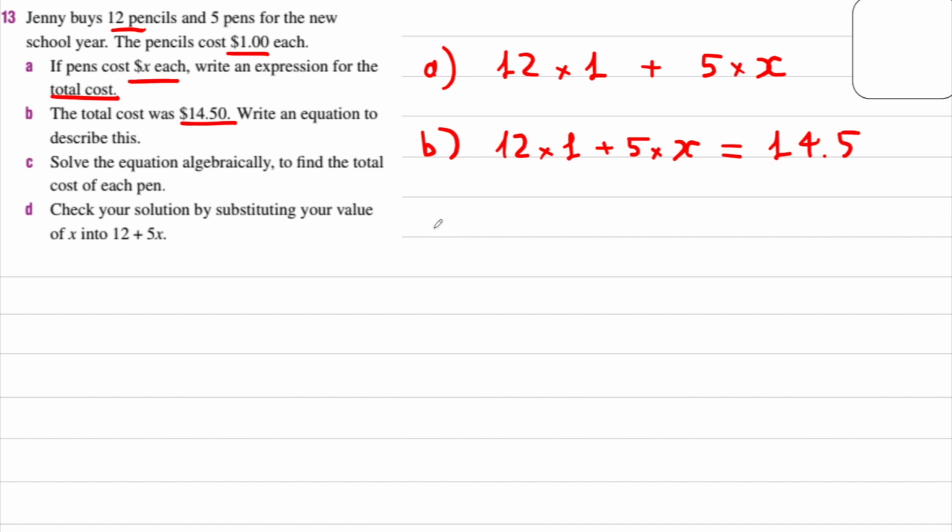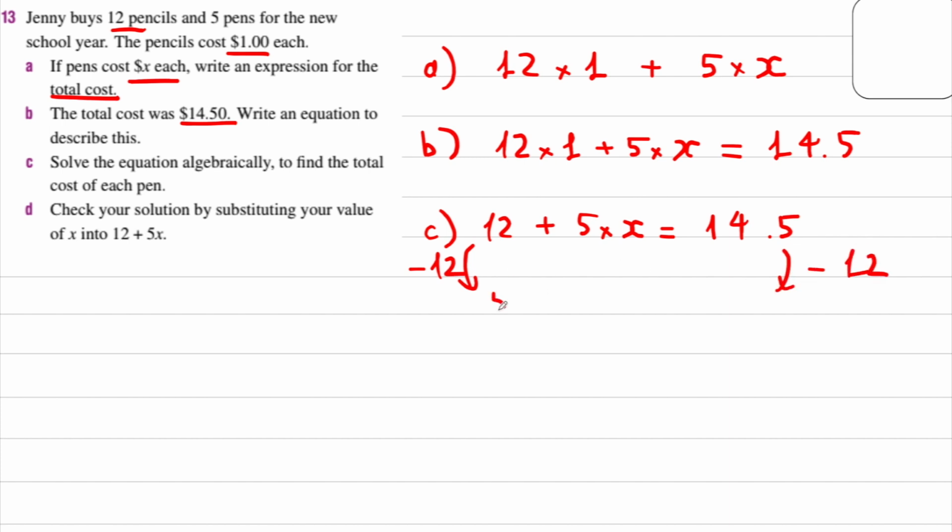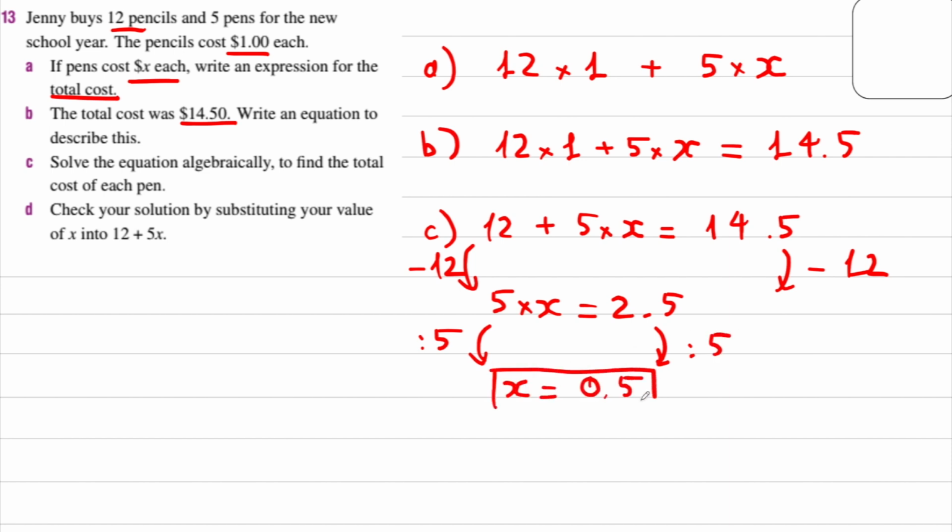That is question C. Solve the equation. Solve the equation means 5 multiplied by H plus 12 equals 14.5. I need to take subtraction of 12 from the left and subtraction from the right. 5 times H equals 2.5. Okay, divide by 5. Here is H and 0.5 now. Yeah, this is 0.5.